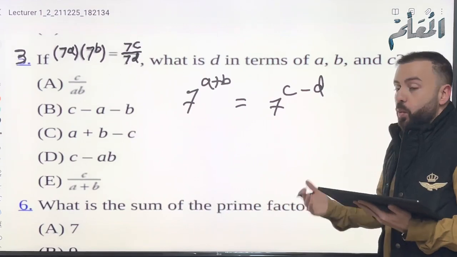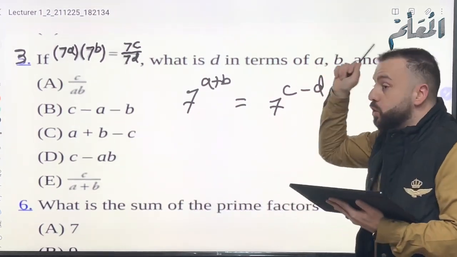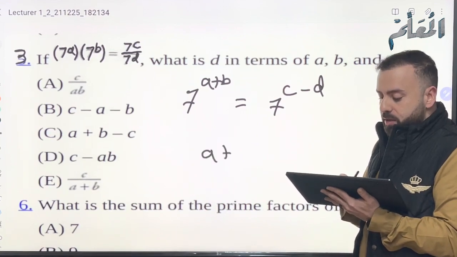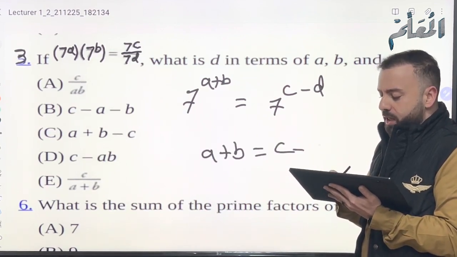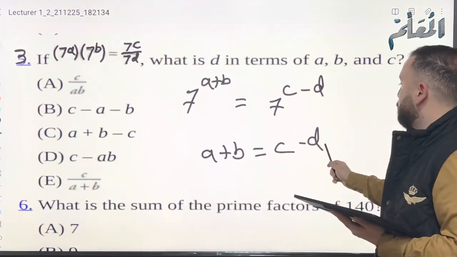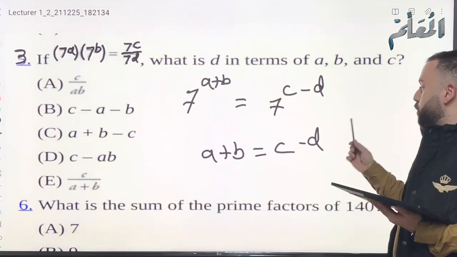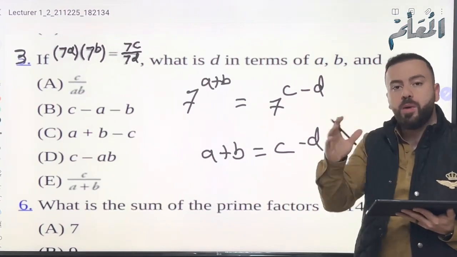Fine. What else? What's the next step? Since we have the same base, the power equals the power. So in this case, a plus b is equal to c minus d. Now we go for algebra 1: solving, simplifying and putting the subject. The one I want to make the subject is d. There are many ways to solve this.